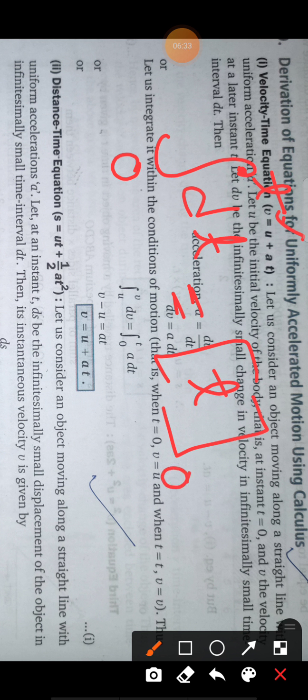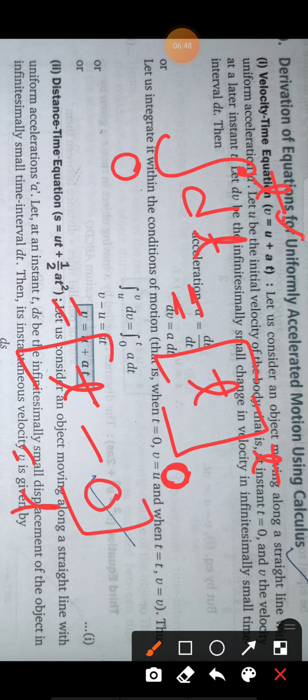Oh sorry, lower limit is 0, upper limit is t. So first you have to put the upper limit. In place of t, you have to write t again. So t minus, in the lower limit, in place of t you have to write 0. So t minus 0 is t. So integration of dt from 0 to t is equal to t. So in this way you have to integrate. First watch that video that I have sent in the group, then watch this video.